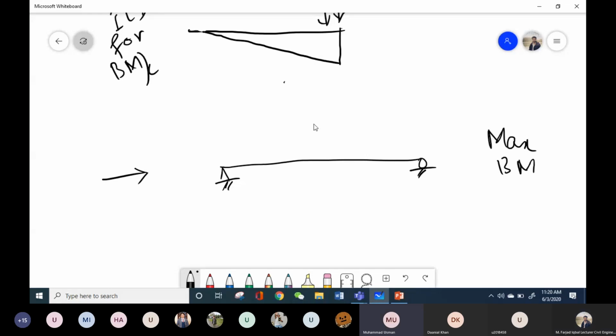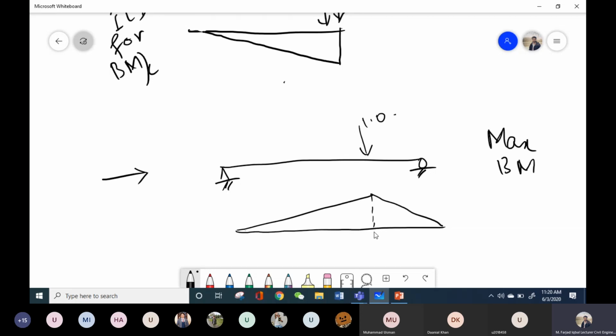At center. Let's say my load is acting at this point. Then what will be the shape of the bending moment diagram? It will be something like this one. So it's not at the center. It is at some other point.